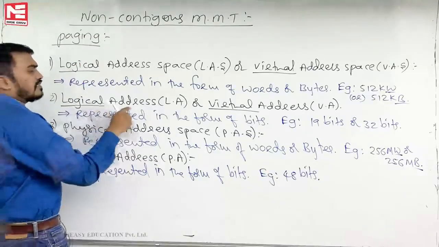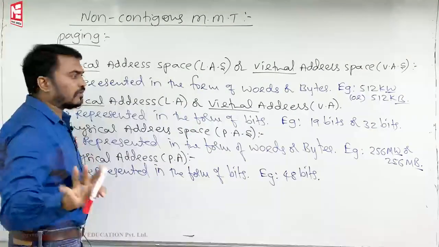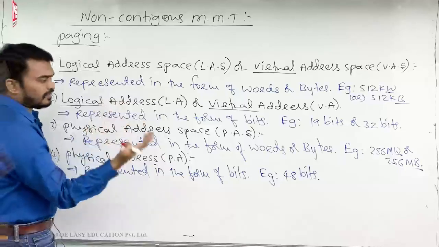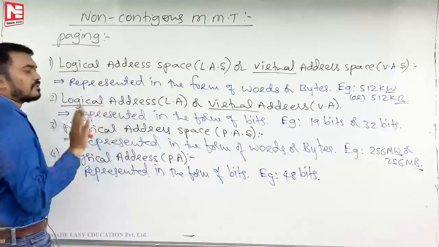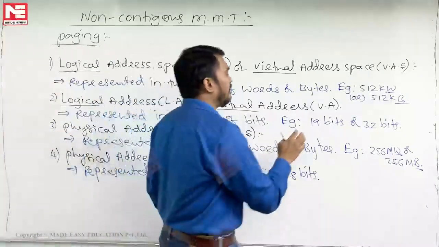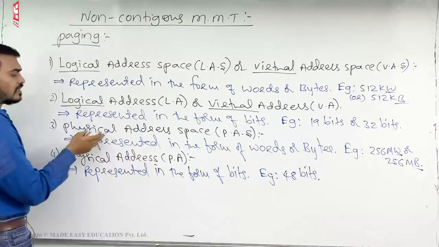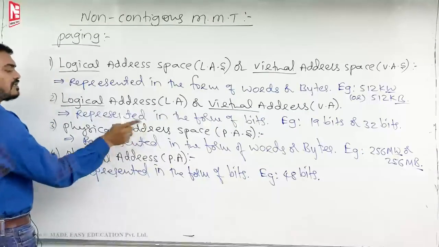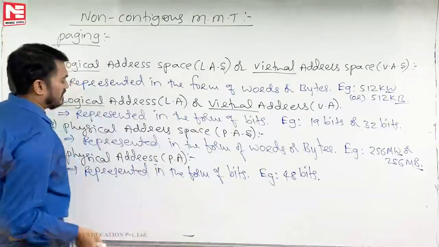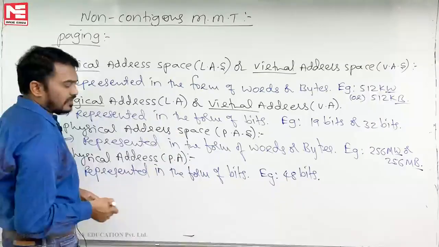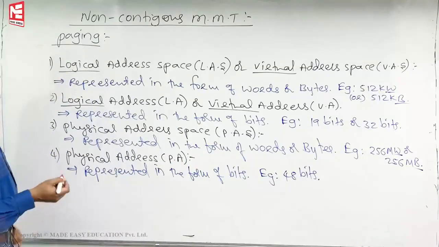Now next, logical address or virtual address, both are the same. Some questions say logical, some say virtual. Whenever you say address, बोले तो हमेशा you have to say in the form of bits. You say 32 bits or 19 bits, whatever it is. Next, physical address space, same thing. When you say address space, represent the form of words or bytes. Address means represent the form of bits.